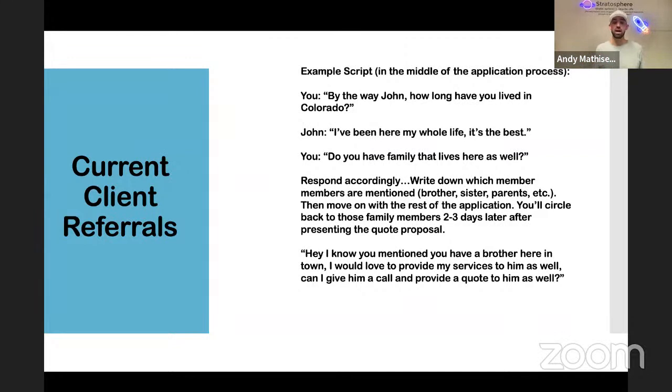And you're going to circle back to those people after you sell the policy. Maybe you send the quote proposal, and then you're saying, hey, it sounds like you're moving forward. Great, good job. I'll get this quote bound, and then I'm going to ask for the family members. Hey, I know you mentioned you have a brother here in town. I'd love to provide my services to him as well. Can you give him a call, or can I give him a call and provide him a quote? So you're going to work on that script.